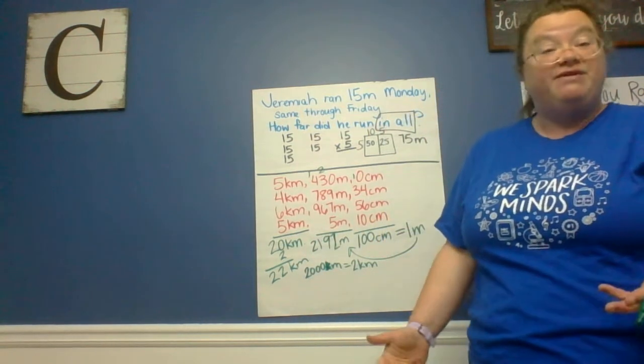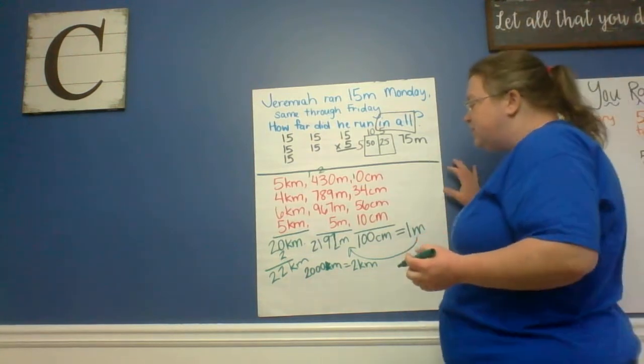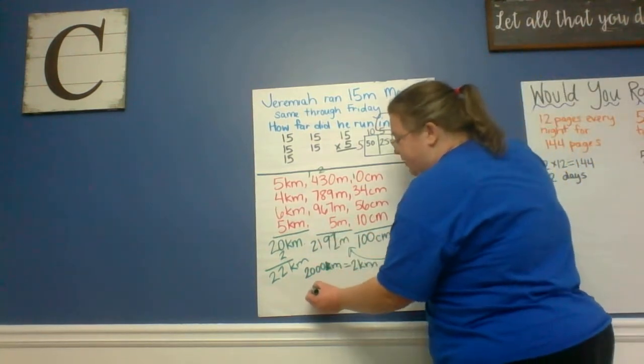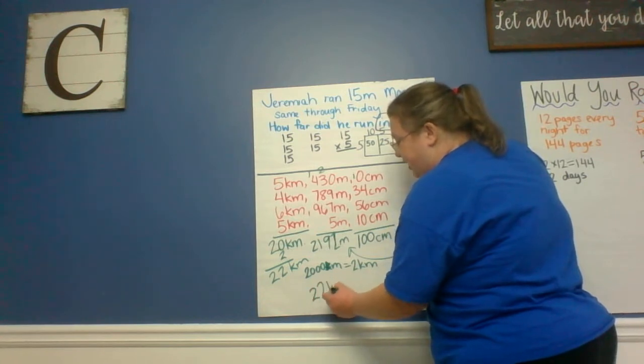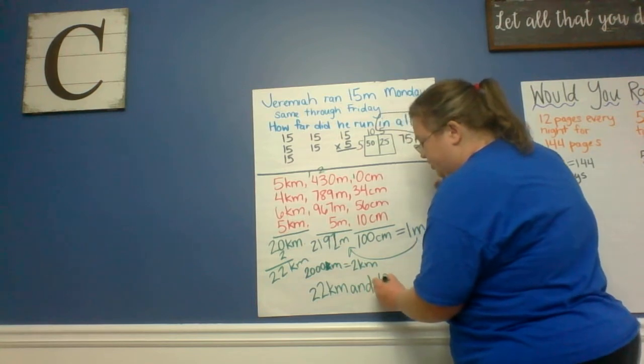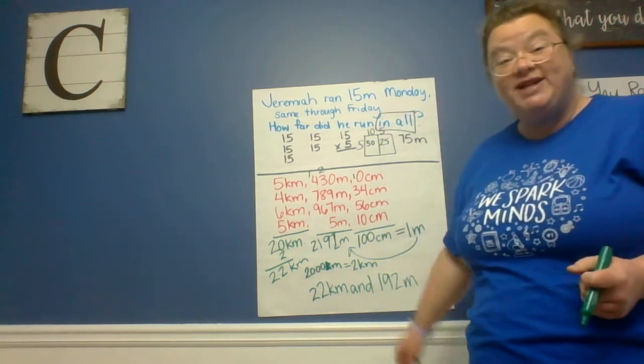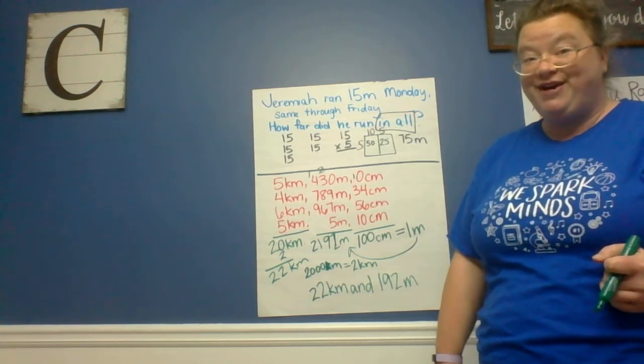That's kind of the leftover. I can't make up a whole kilometer. It's almost like a remainder. So when I add this all together, we see that she ran 22 kilometers and 192 meters. How many more meters would she have to run to get to another kilometer? Maybe you can figure that out.